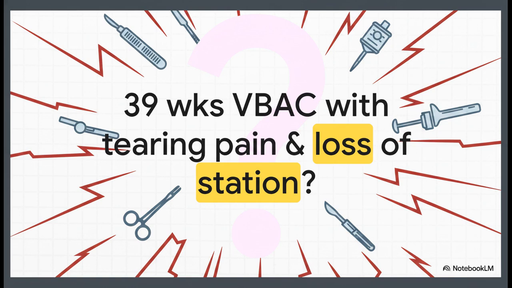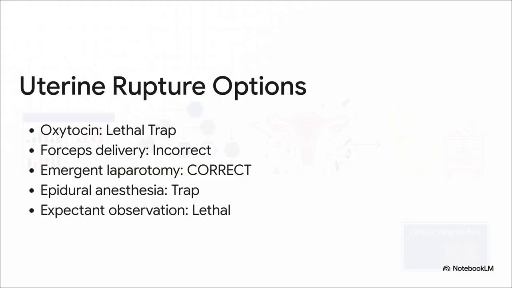A patient at 39 weeks undergoing a VBAC develops sudden, severe tearing pain, profound fetal bradycardia, and the presenting part is no longer palpable on vaginal exam. What's the most appropriate next step? You need to recognize the mechanical failure here and execute the exact surgical protocol. Let's evaluate the interventions. Let's dismantle these options.